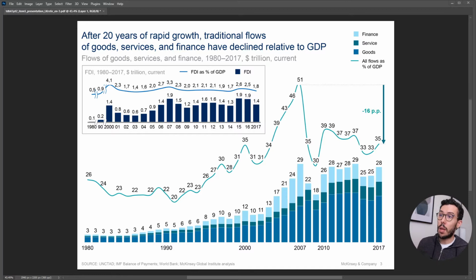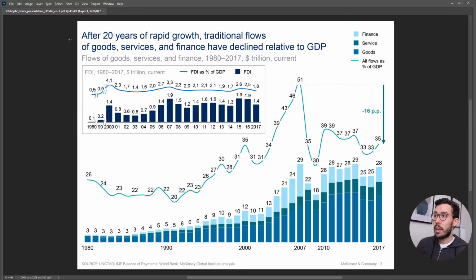So this is the slide we're going to break down. And this is a slide from a real life McKinsey deck. You may have heard me say this before, but the key thing about building slides is one slide, one message, encapsulated in the lead-in and supported by the body. So let's start there. This is the lead-in at the top, and you can see the lead-in basically says after 20 years of rapid growth, traditional flows have declined relative to GDP.